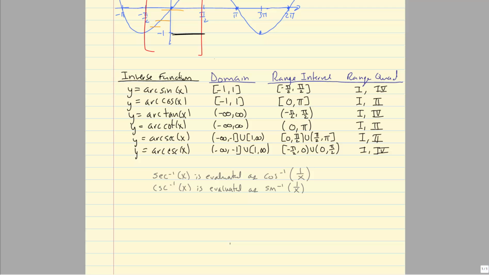of 1 over x, and the inverse cotangent is evaluated, as you might guess, as the inverse tangent of 1 over x, but this is only if x is greater than 0. And it's evaluated as the inverse tangent of 1 over x plus 180 degrees if x is less than 0. Now if we were working with radians here, this would be pi, so plus pi if we're working with radians. So these are the big important things that we'll want to remember for this section.